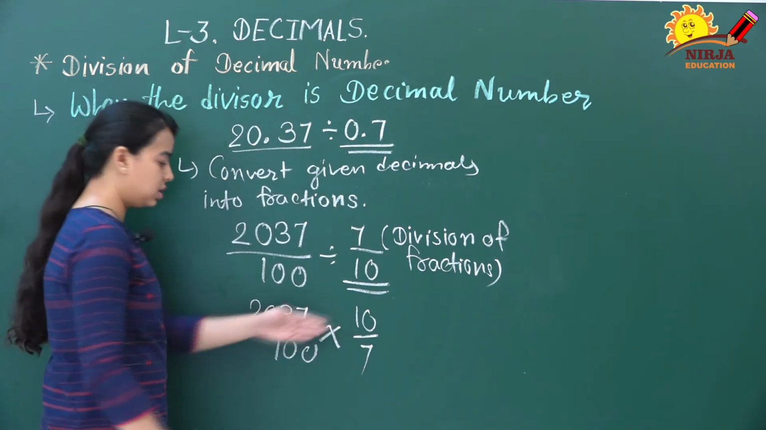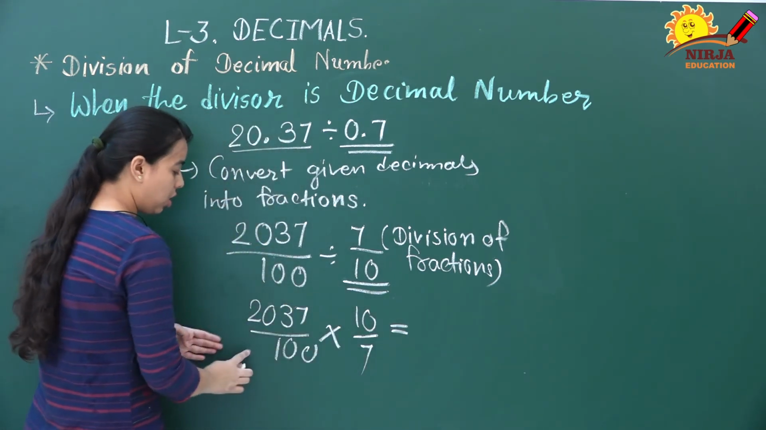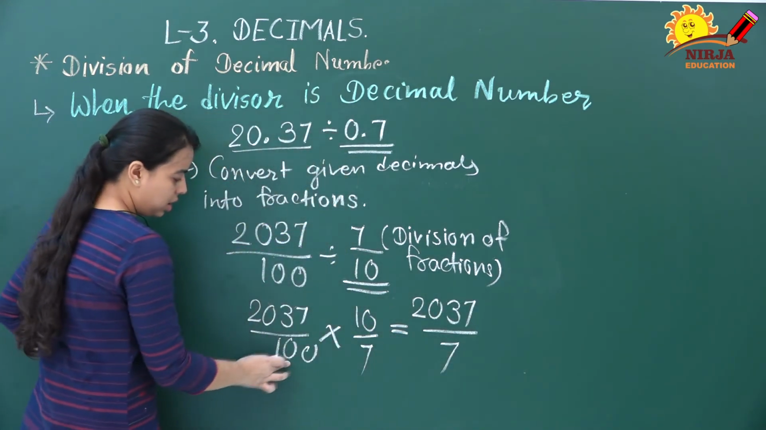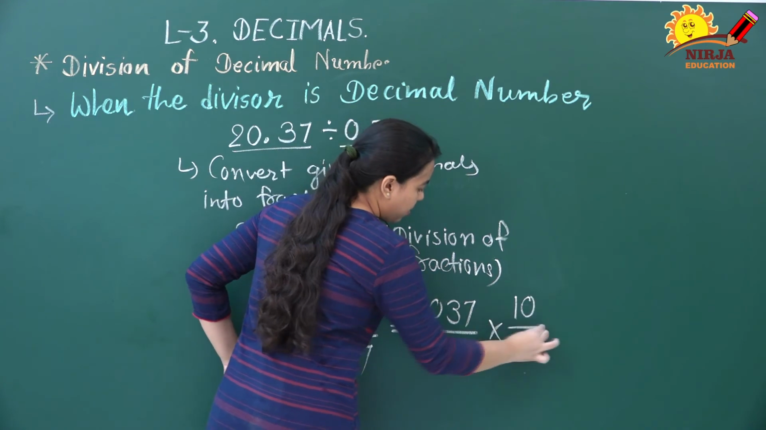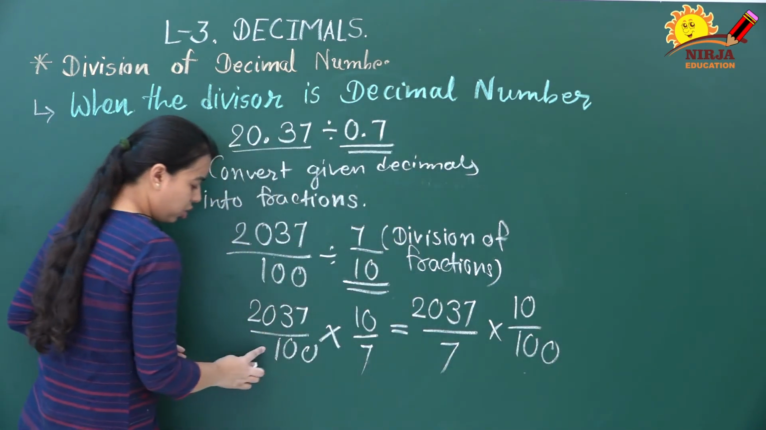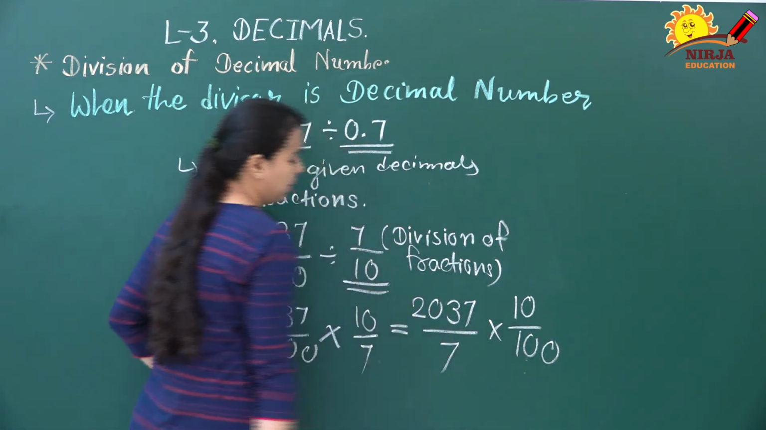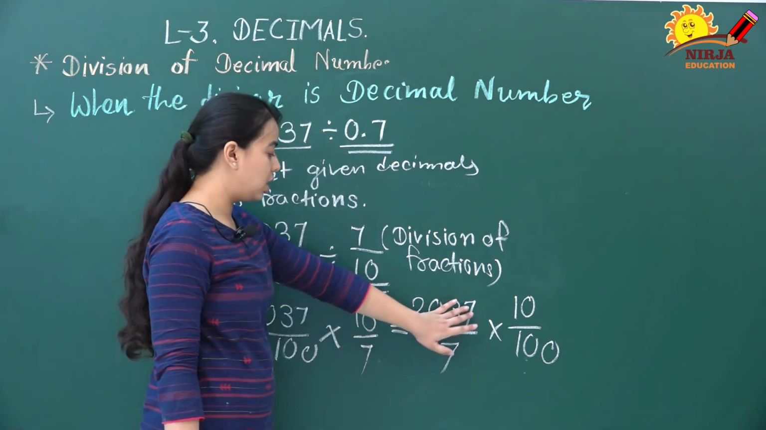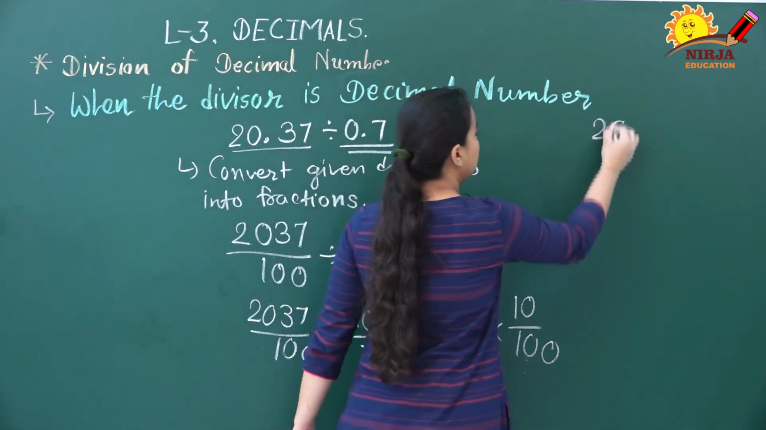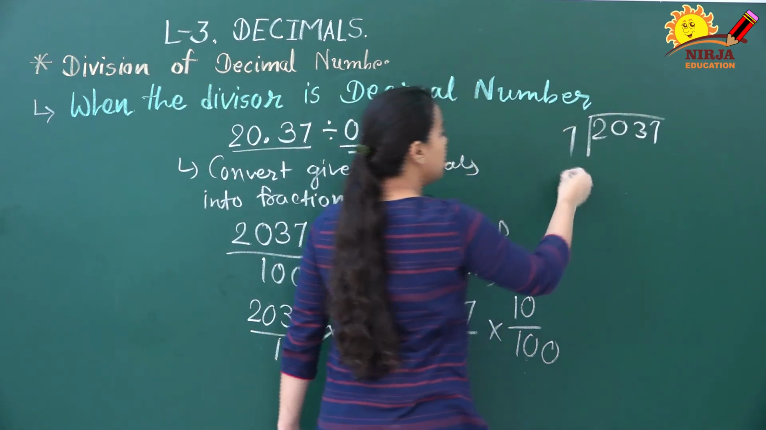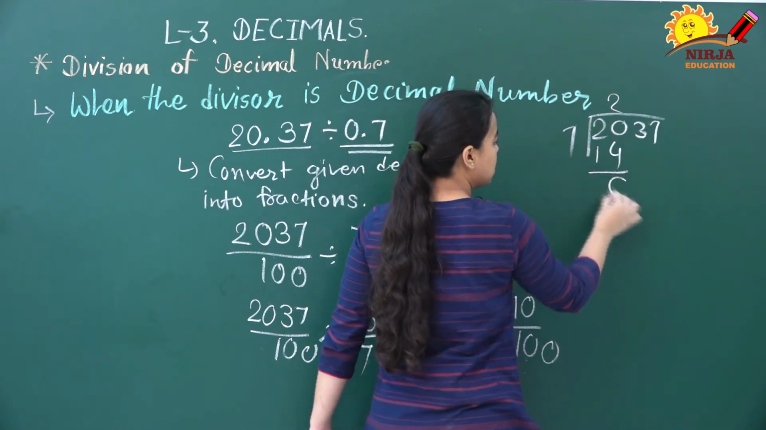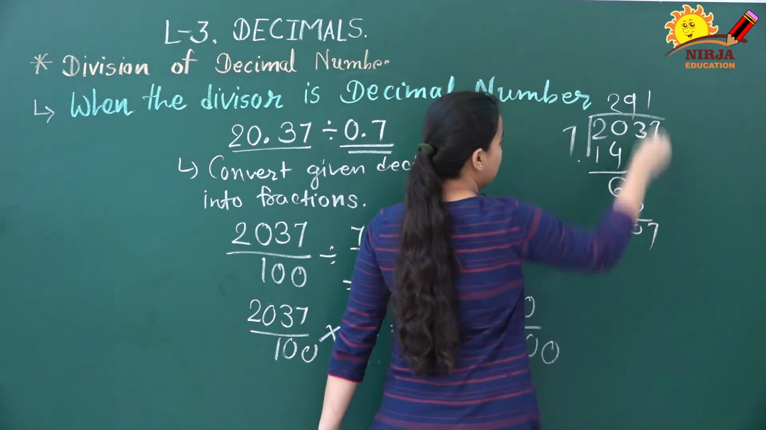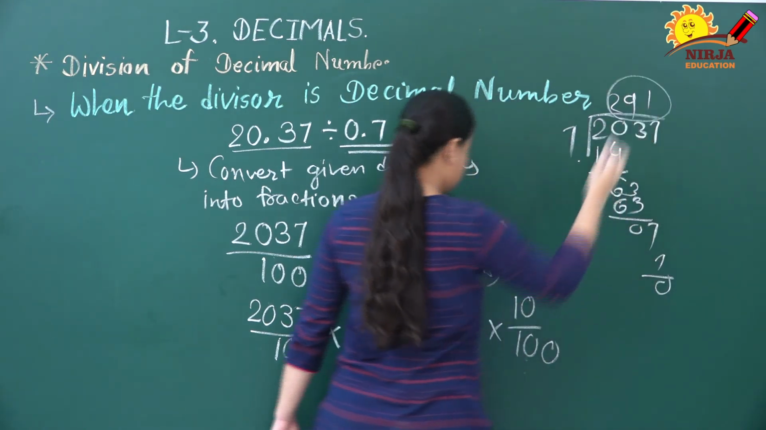Now let's rewrite this term. This term can also be written as 2037 divided by 7 and multiplied by 10 upon 100. This 7 I took over here and this 100 is here. Now we all know how to do the division of 2037 by 7. Let's do it on the side. 2037 by 7. 7 2s are 14. 6. 7 9s are 63. 7, 7 ones are 7. So our answer is 291.